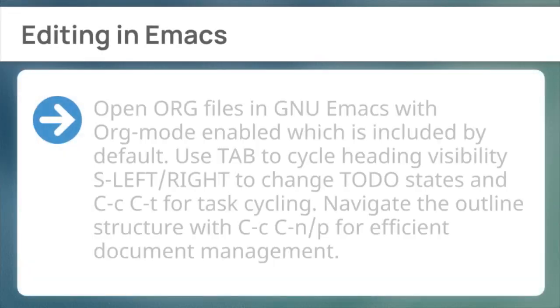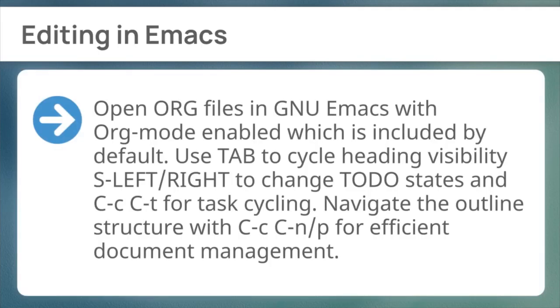First, editing in Emacs. Open ORG files in GNU Emacs with org mode enabled, which is included by default. Use Tab to cycle heading visibility, Shift-Left and Shift-Right to change to-do states, and C-c C-t for task cycling. Navigate the outline structure with C-c C-n and C-c C-p for efficient document management.